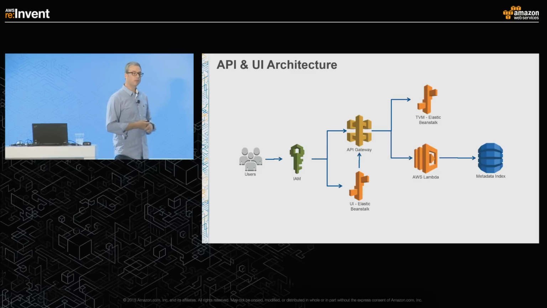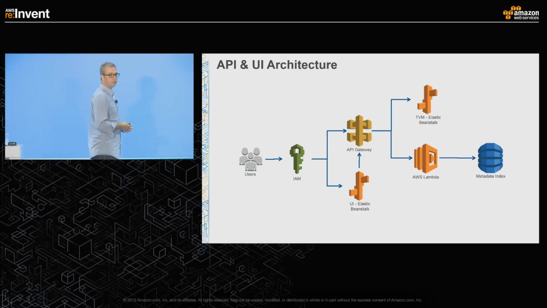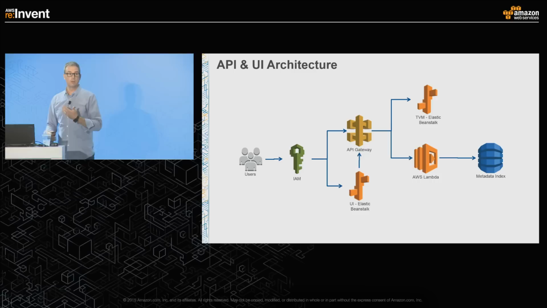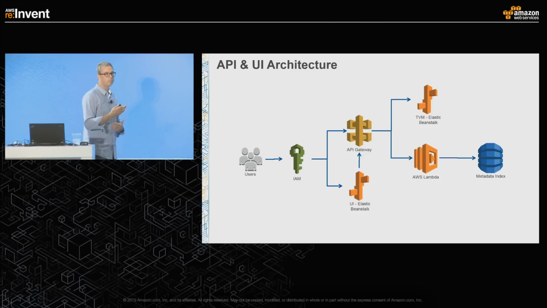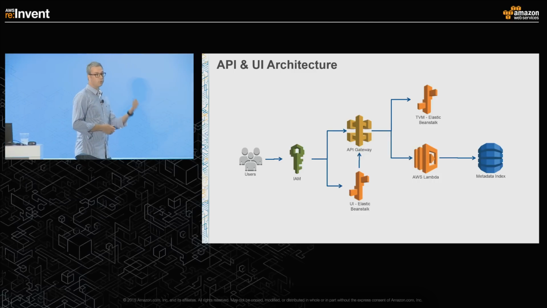So ultimately, our API and our UI architecture sees that our users fundamentally get access to the API gateway through IAM, or through something like our Active Directory policy. We may implement our user interface in Elastic Beanstalk and drive that with API gateway, but ultimately the token vending machine and Lambda are really working against our metadata index most of the time to give us a token that allows us to access our data lake.